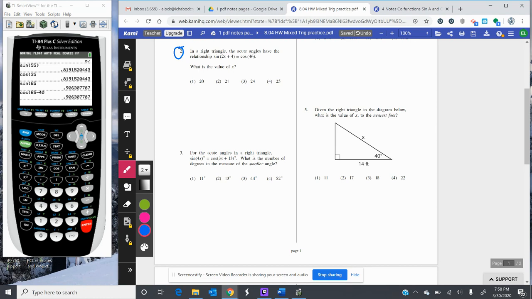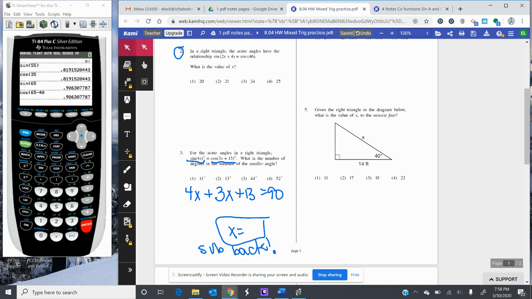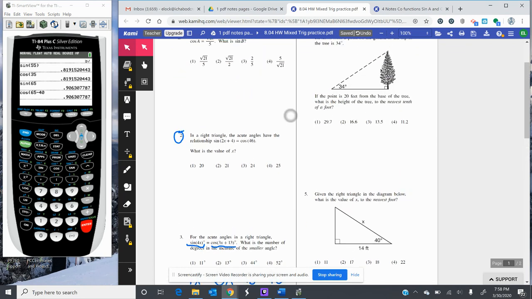So for the acute angles in the right triangle, sine of 4x equals cosine of 3x plus 13. Very similar to those last few questions, we add those two measures up to equal 90. Once you find the x value, make sure you sub back in. I'm not going to finish this question. I'd like you to be handwriting this work out. Also, I would like to see these equations drawn out.